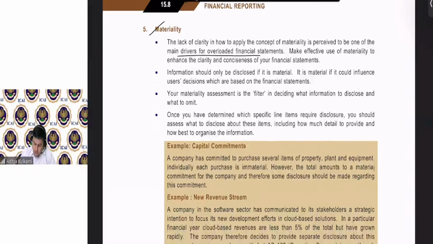Information should be disclosed only if it is material. Materiality is with respect to the nature as well as the amount. Your materiality assessment is the filter in deciding what information to disclose and what to omit. Once you have determined which specific line items require disclosure, you should assess what to disclose, including how much detail to provide and how best to organize the information.